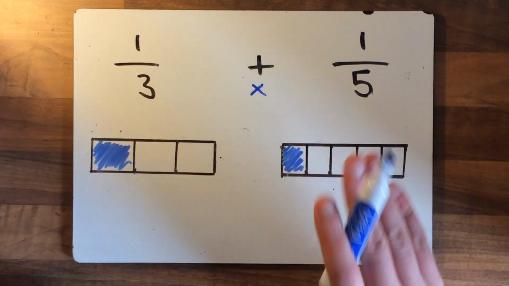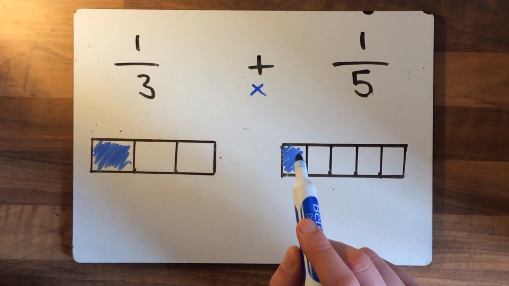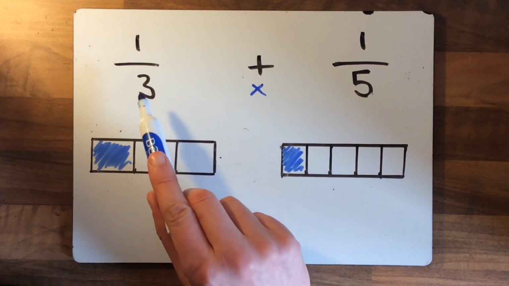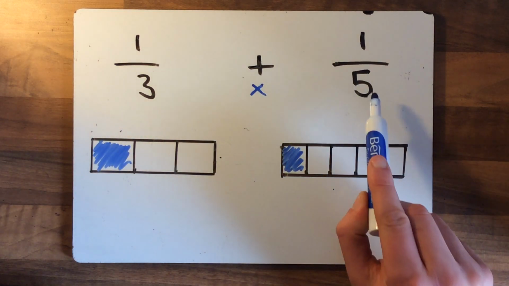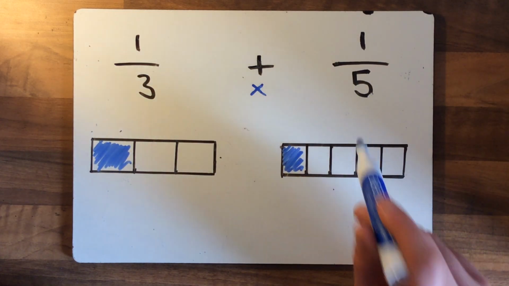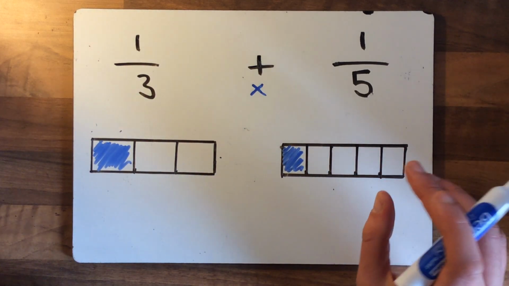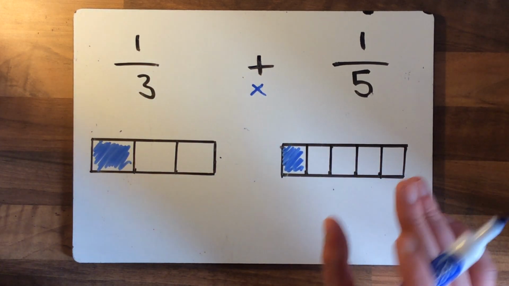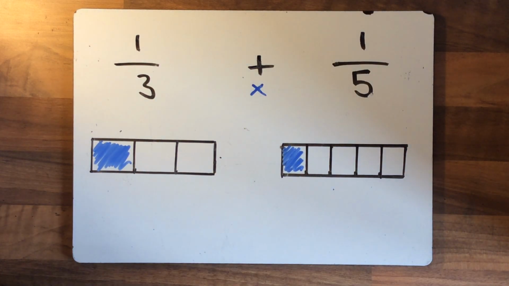Sometimes it will get you to the lowest common denominator, sometimes it won't, but it will always find you a denominator that is in both of the times tables. So a number that is in the 3 times table and the 5 times table. Because remember, we're trying to make these equivalent fractions. The fractions are the same size, but when the denominators are the same, then we can begin to add them to see the answer to the calculation.